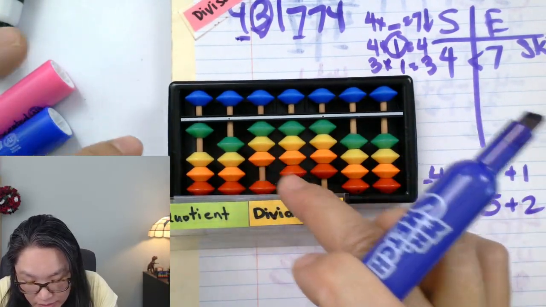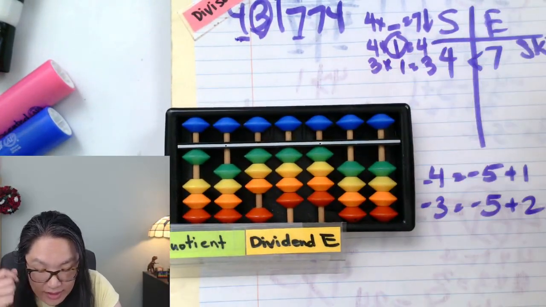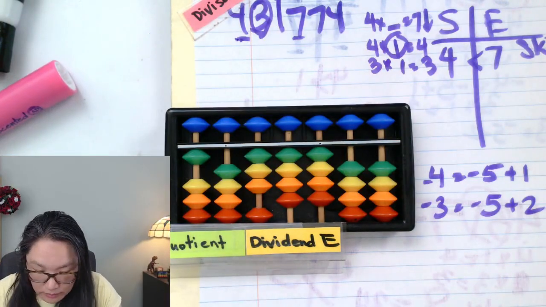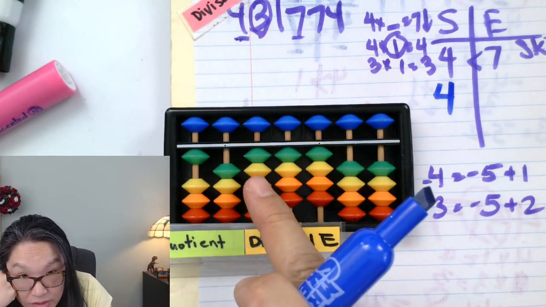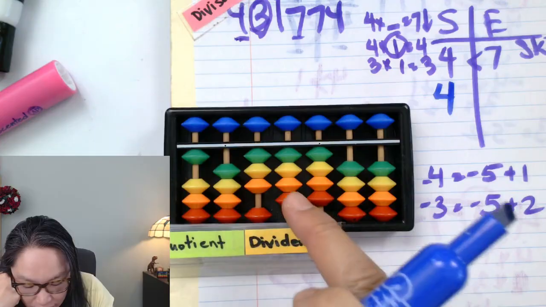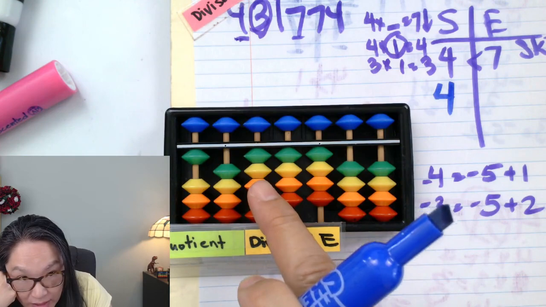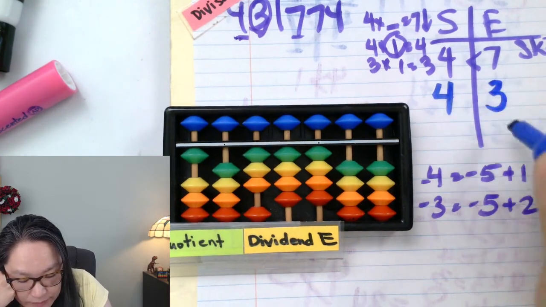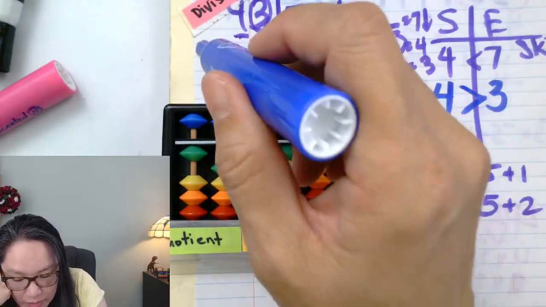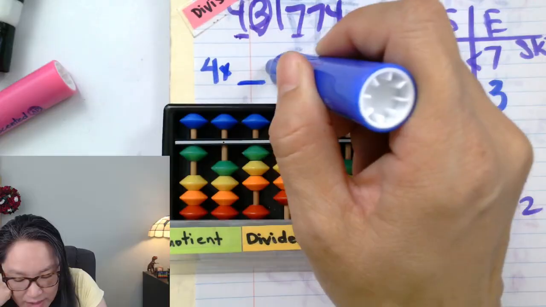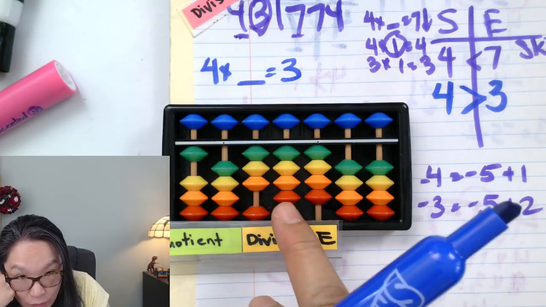My dividends are still here, so I still have stuff to do. So my next question is what? I need to compare. My divisor is 4. My dividend is 3. My dividend is not 344 because I'm only going to compare one digit at a time. So my dividend is 3. Who is bigger? My divisor is bigger. When my divisor is bigger, my question will be 4 times what is equal to 3? Does that work? No. I need to have one more digit.